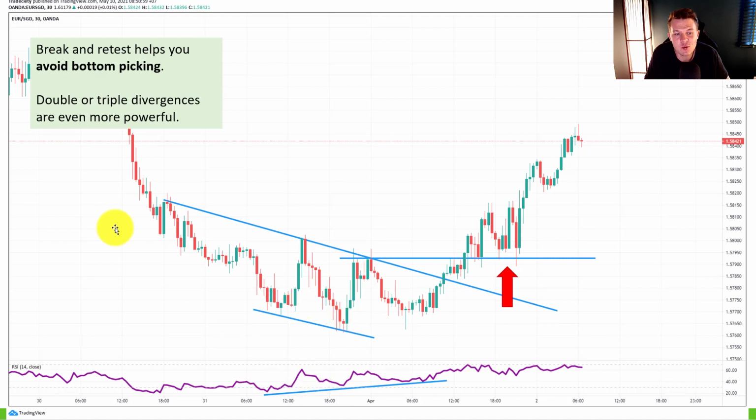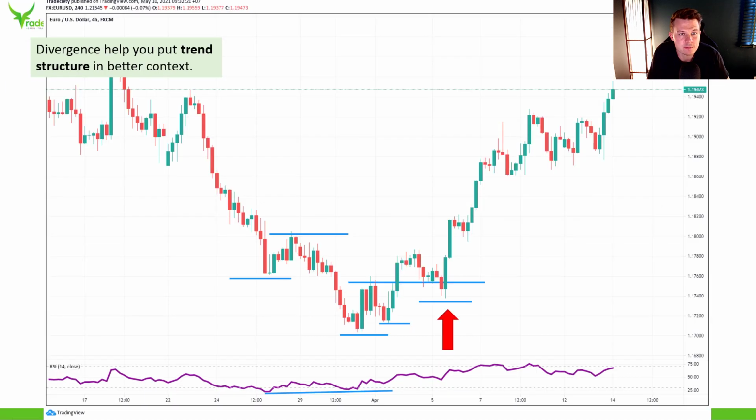A divergence alone is not powerful enough. I can't stress this enough, but if you have the divergence as the base or the foundation of your trading approach, it can help you find great trades. A divergence helps you put trend structure into a better context. As I said, there are a few things you really need to make sure are present. One is that you look for divergences in a trending market. The 20-period moving average will help you with that.